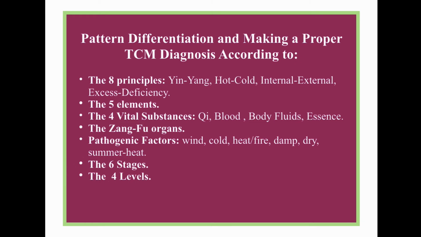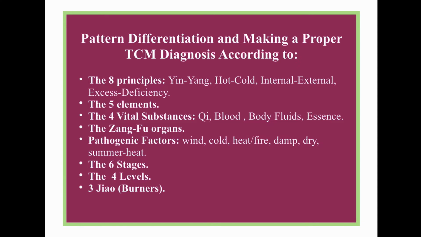The other one, which is very closely related, is the 4 levels. So the 4 levels are Wei Qi, which is defensive Qi, Qi level, Yin level or nutritive level, and blood level. So this is when heat penetrates the body and at which level of the body the heat has penetrated. And if the heat penetrates deeper, the problem is worse, of course, right? So that's using that method of diagnosis, again, with external pathogen invasion.